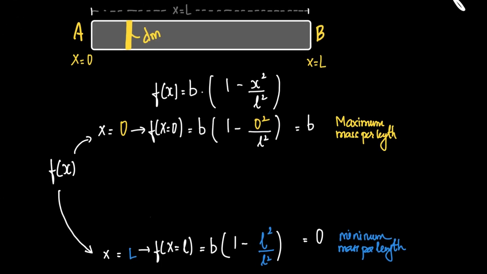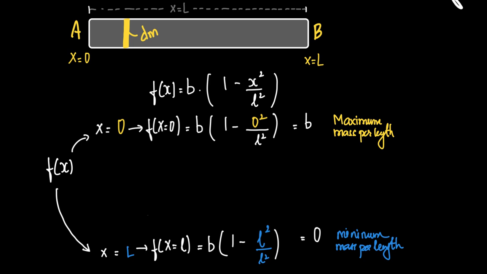If we consider this equation, f of x is equal to b into 1 minus x square by L square, this equation along the rod from A to B will have the maximum value at x equal to 0 and the minimum value at x equal to L. So f of x at x equal to 0 is b into, replacing x with 0, 1 minus 0 square by L square, which is equal to b, which is the maximum mass per length.